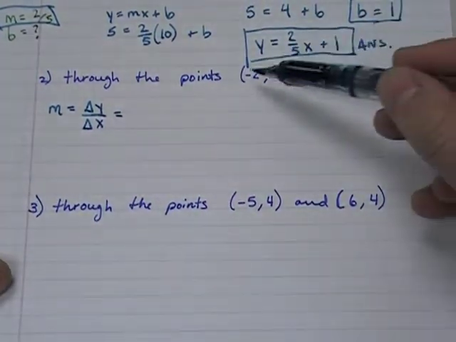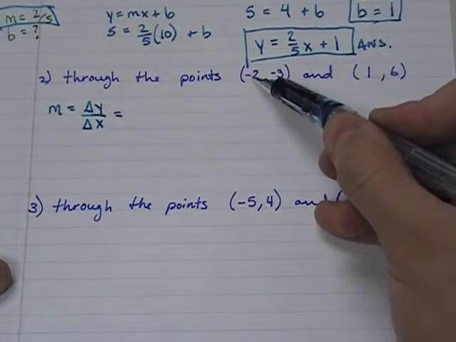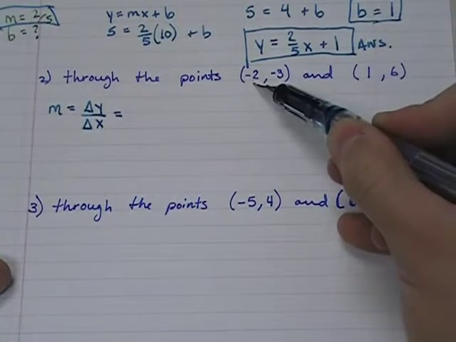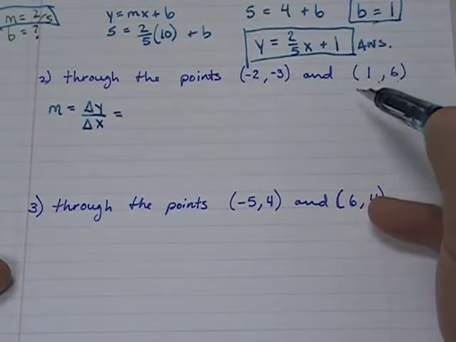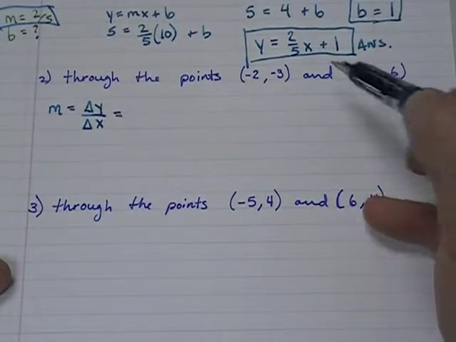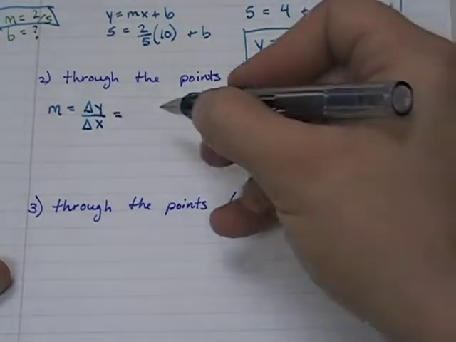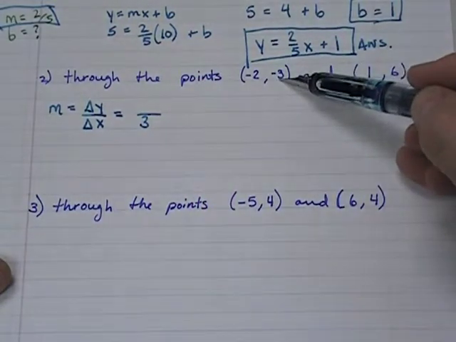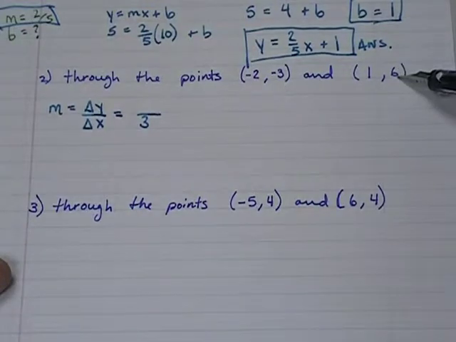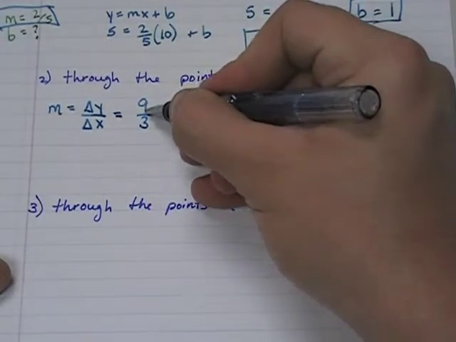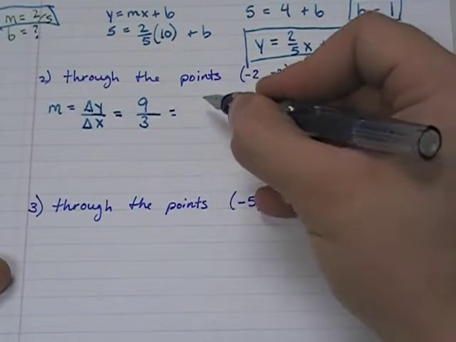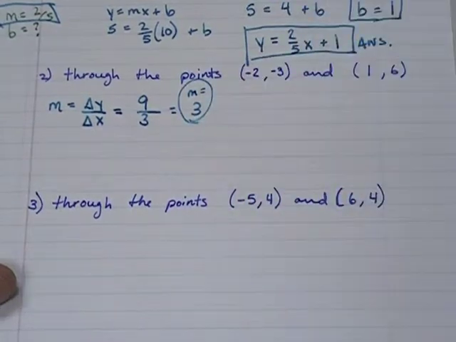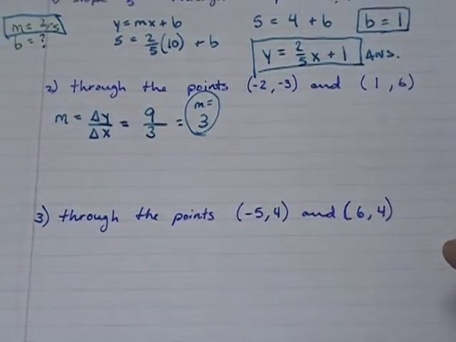So when I look at my 2 points, I say, okay, well, how much did x change from here to here? Well, it was -2, it went to 1. That is a positive 3. And then y, it went from -3 to positive 6. That is a change of 9. Well, 9 over 3 is just 3. So m equals 3.